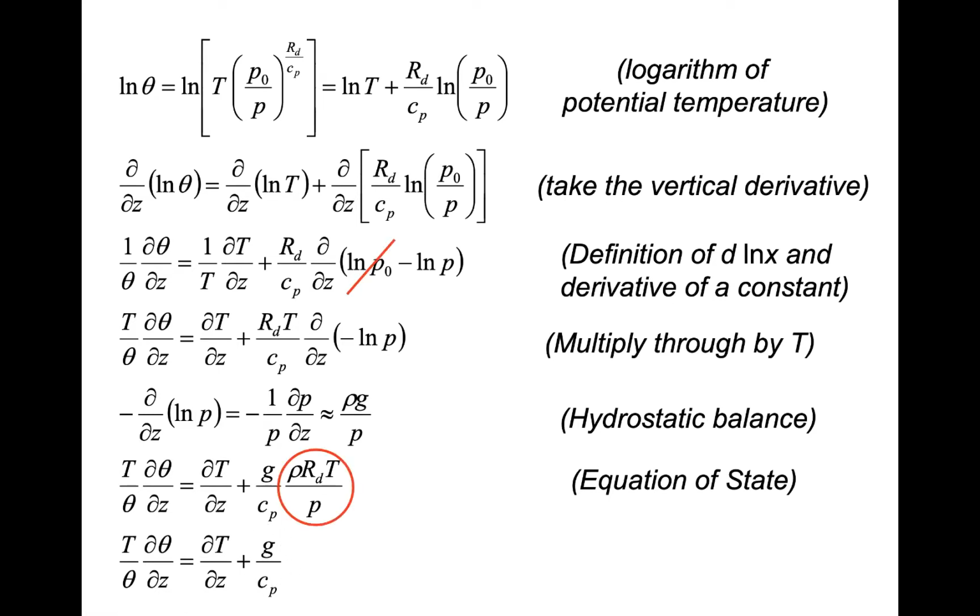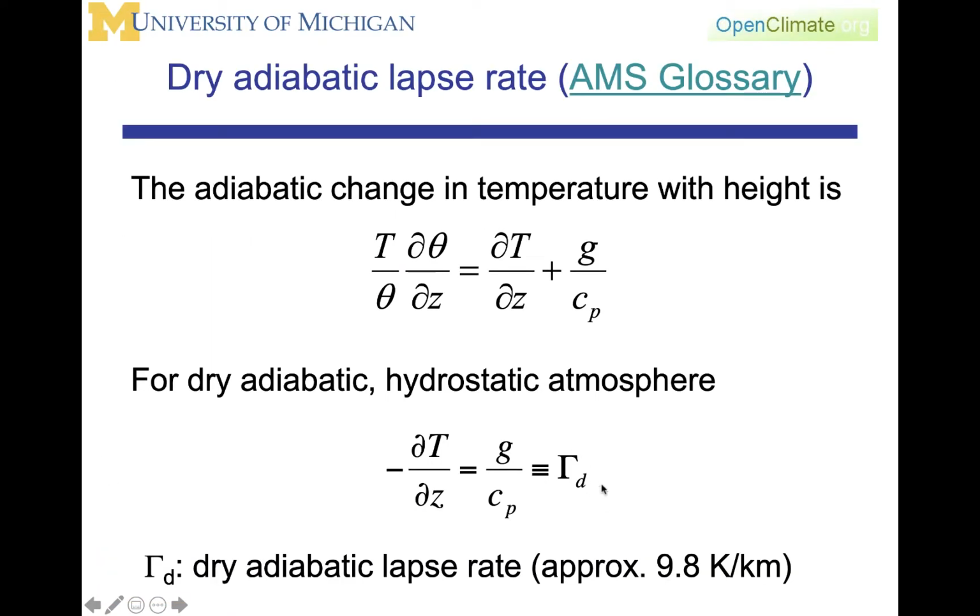So in this derivation, you see that this term goes away. You see that this term is rho R T over P. You should recognize that through the equation of state. That's going to be equal to 1. And then we get to this equation here. So the dry adiabatic lapse rate, the adiabatic change in temperature with height, is equal to what we just derived on the previous page.